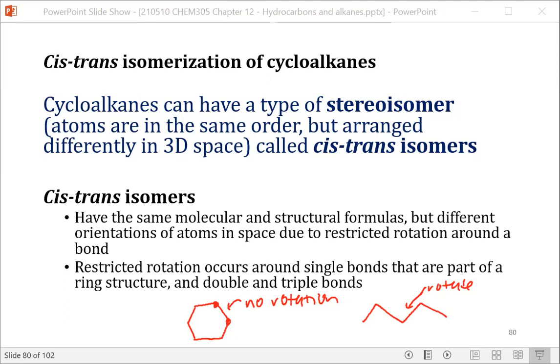So carbon-carbon single bonds that are not part of a ring structure, there's free rotation, you get conformers. But if the carbon-carbon single bond is locked in a ring structure, or it's a double or a triple bond, then you don't get that bond rotation. This is when you can get cis-trans isomers, when the carbon-carbon single bonds can't rotate, or if you have a double or a triple bond.